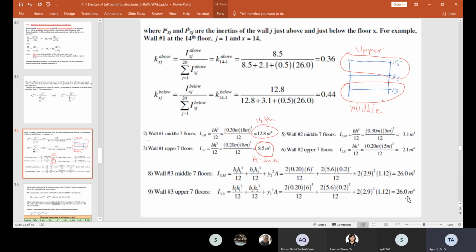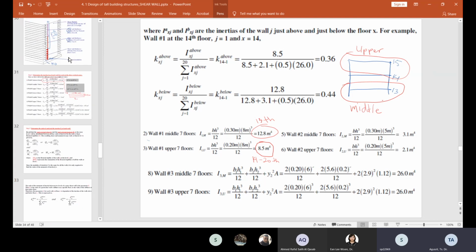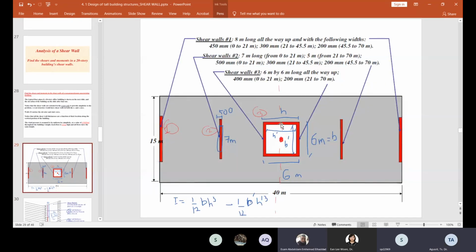Do you have any question why this needs to be multiplied by 0.5? Do you know why we need to multiply this second moment of inertia for wall number 3 by the value of 0.5? No. I think it's the thickness of the wall, Doctor, right?